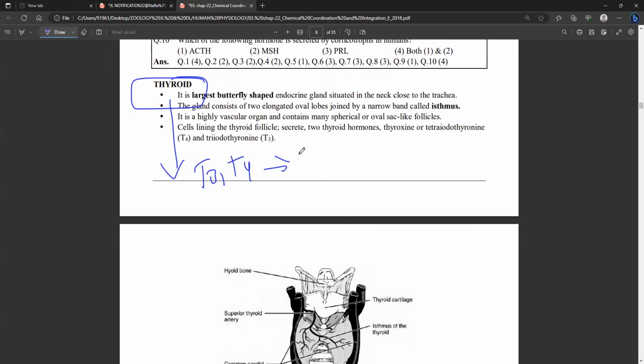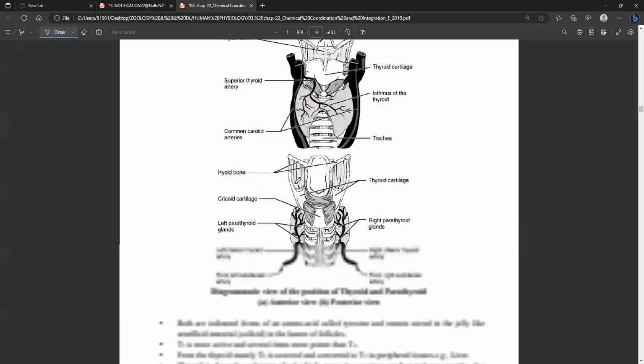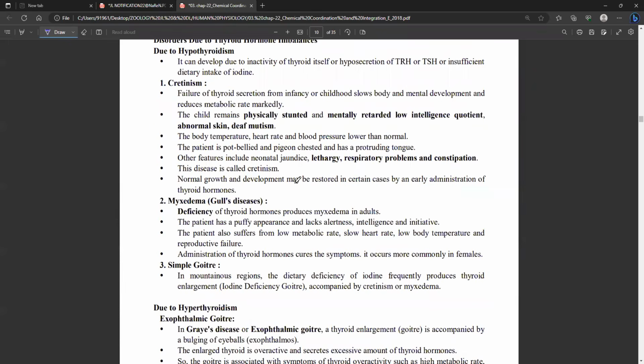How are these two hormones released, what is the precursor involved in this particular hormone? Listen, everyone. After the precursor, I want you to understand the regulation of T3 and T4. What is the role of T3 and T4 in the BMR, basal metabolic rate? That I want you to understand completely.